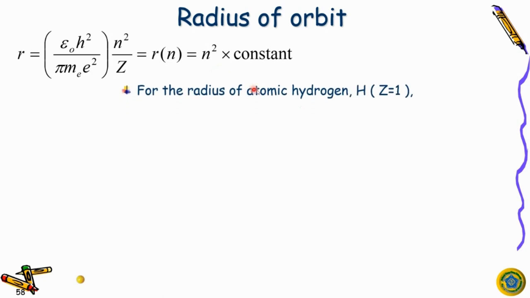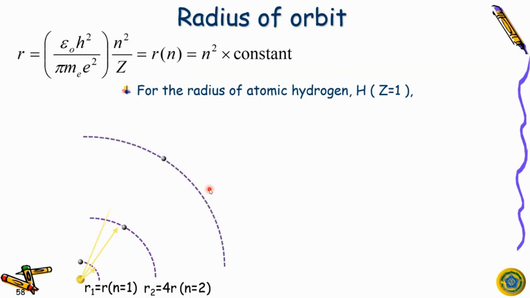So for the radius of the hydrogen atom, let's say that Z equals 1. So we only have one proton in the nucleus. Let's assume something like this. This is the nucleus, and of course this is one proton. And this is R here, okay? This is the electron. So if n equals one, that means R1 will become R, right? How about n equals two? If n equals two, R will become 4R, right? If n equals three, what happens? R3 will become 9R. R2 will become 4R. No problem, right? This is easy.